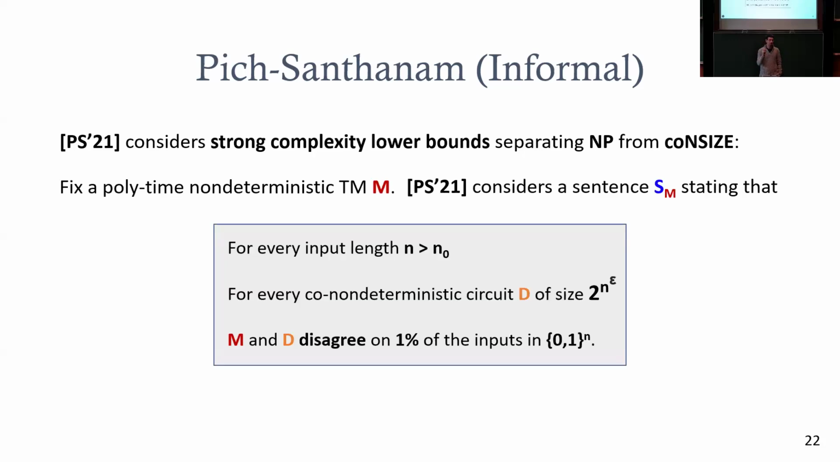In more detail, they fixed a nondeterministic polynomial time machine M. Think of M as a nondeterministic machine for SAT, for instance. And they considered a sentence depending on this machine that states the following lower bound. For every large enough input length n, and for every co-nondeterministic circuit D of sub-exponential size, M and the circuit D will disagree on at least 1% of the inputs. So this is a lower bound for NP against sub-exponential size co-nondeterministic circuits on average.